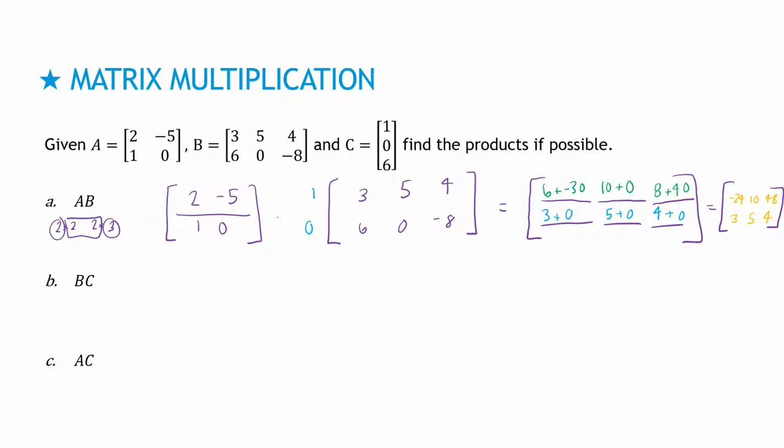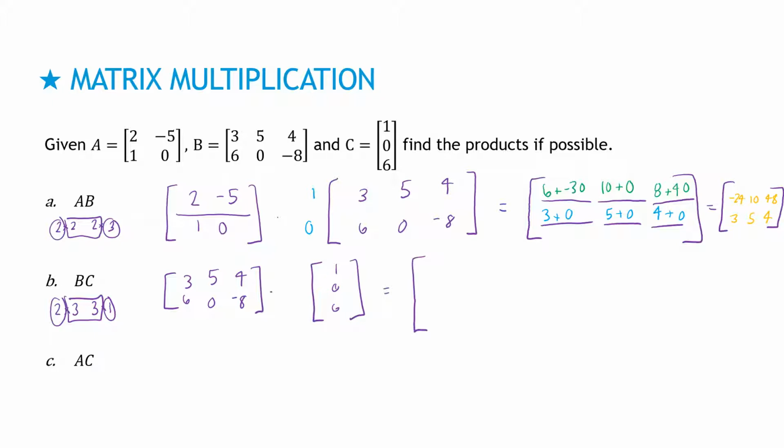B times C, can I do it? B is 2 rows by 3 columns. C is 3 rows by 1 column. Those guys match up, so we can do it, and I get a 2 by 1 matrix as a solution. So B is 3, 6, 5, 0, 4, negative 8 times 1, 0, 6. My answer is going to be 2 by 1. So I shouldn't run out of room on this guy. So let's get cracking. I'm going to take 3, 5, 4. I'm going to rewrite that 0 in the middle of this guy because I couldn't even tell what it was.